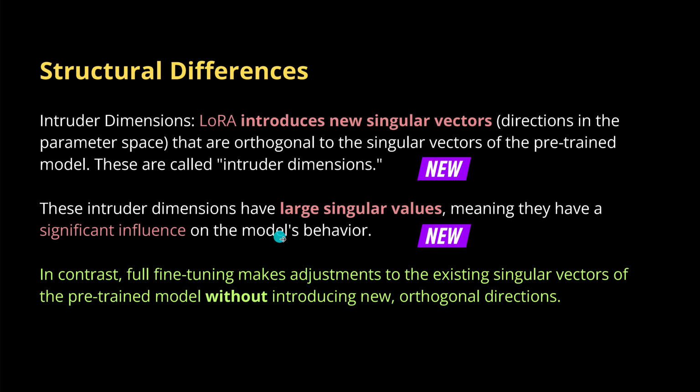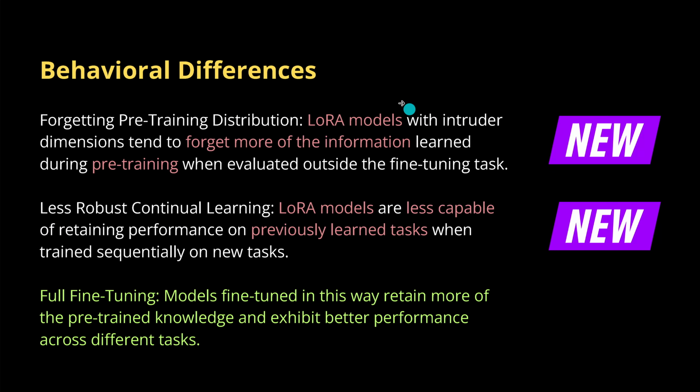In contrast to LoRA, our other methodology, the full fine-tuning, makes those adjustments to the existing singular vectors of the pre-trained LLM without introducing new orthogonal directions. So this is now a brand new insight, the difference between parameter-efficient fine-tuning with low-rank adaptation and the full fine-tuning job. The structural differences now have behavioral differences in our LLMs. Now we understand why sometimes LoRA models do not work.